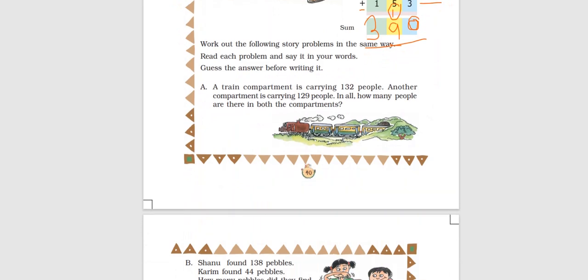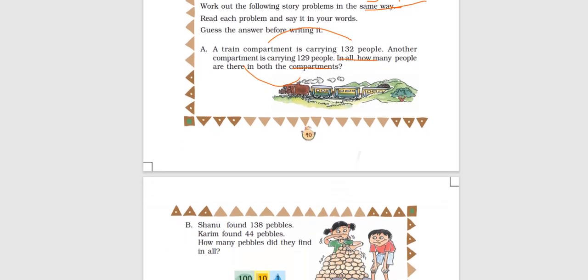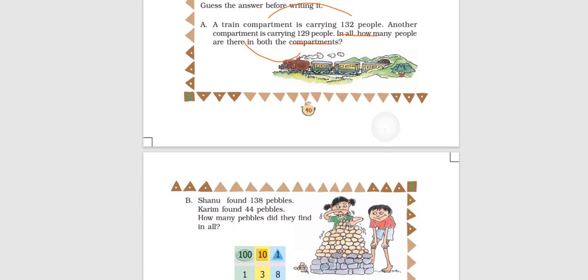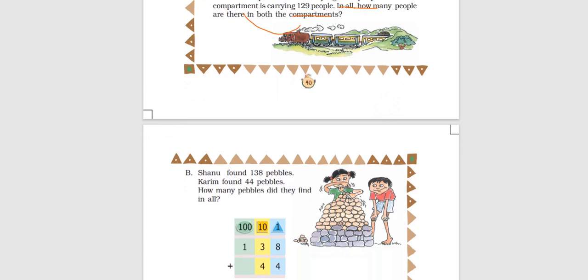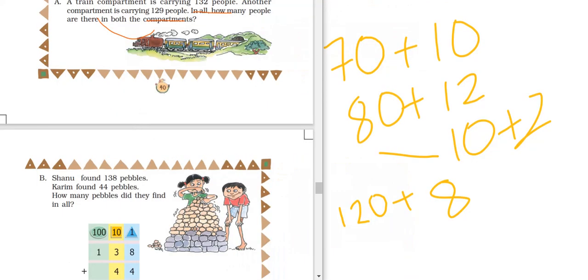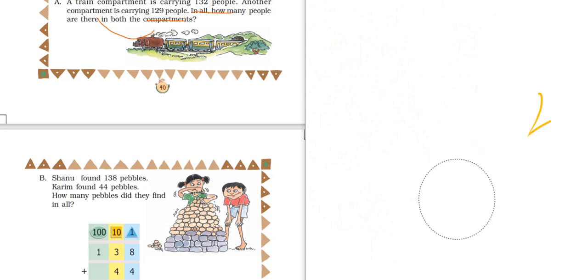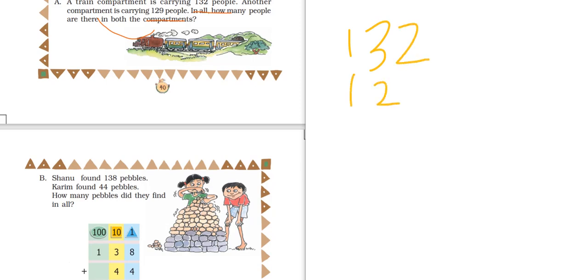Okay, the next one is a train is carrying 132 people, and in another compartment there are 129 people. So in one compartment you have 132, in another compartment 129. How many people are there in both compartments? So we are supposed to add 132 and 129. Let's add it up here. We have 132 and 129. Let's add up the ones column first.